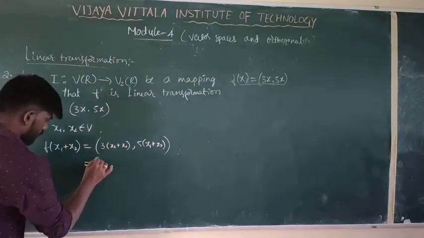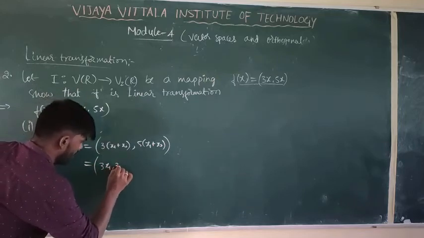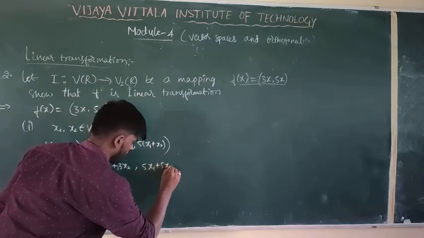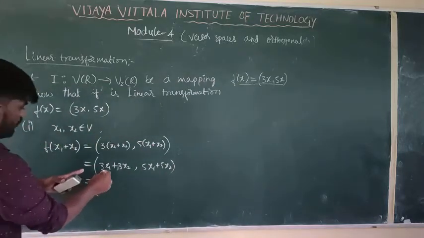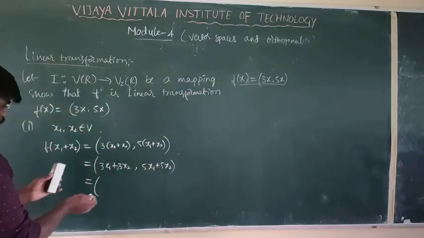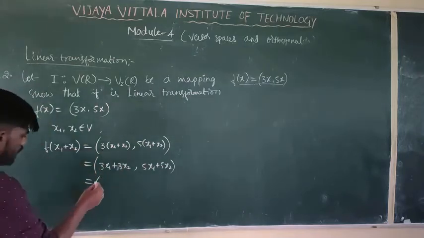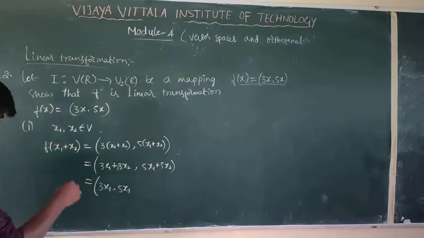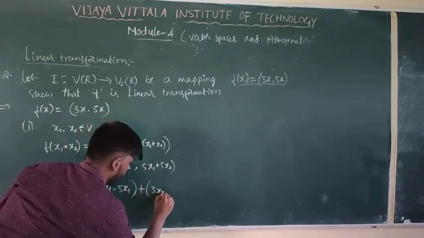Therefore, 3 into x1, we multiply 3 inside the bracket, we get (3x1, 3x1 plus 3x2), comma (5x1 plus 5x2). Here we are adding two functions. Therefore, we are splitting that into two functions: (3x1, 5x1), x1 as it is, plus (3x2, 5x2).